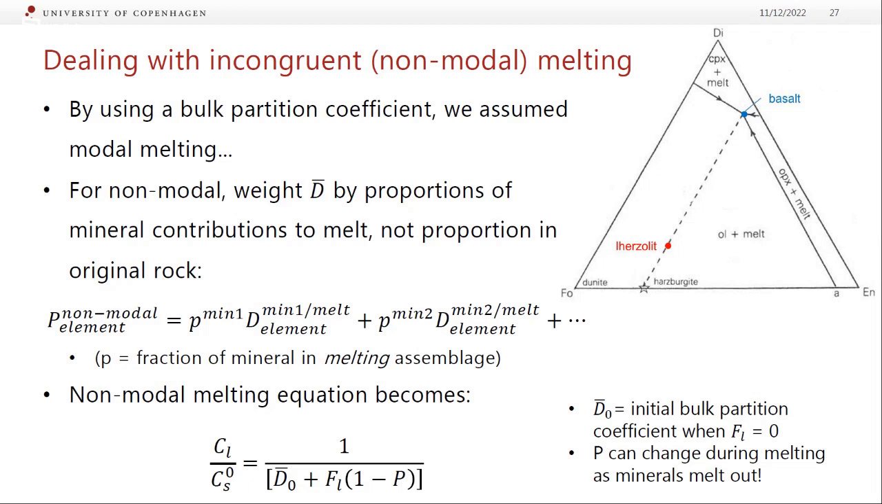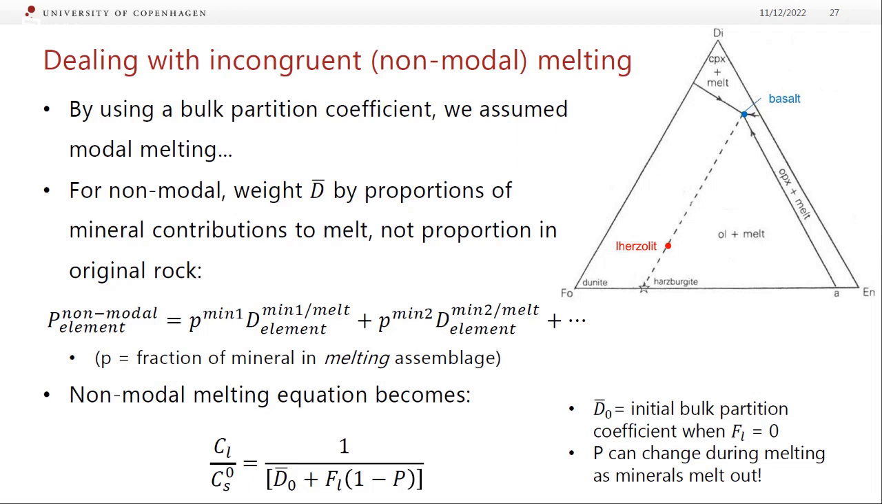Now, in reality, as we talked about before, melting is non-modal. So if we start with our lherzolite, our fertile mantle peridotite, we make a basalt. The basalt composition isn't the same as the lherzolite composition, so we must be melting more of some minerals than others. This is in terms of major elements. So here you can see the basalt composition. This is a forsterite, so olivine, diopside, clinopyroxene, enstatite diagram. So the basalt is much closer to this clinopyroxene, orthopyroxene join. So we're melting more of the pyroxene and less of the olivine.